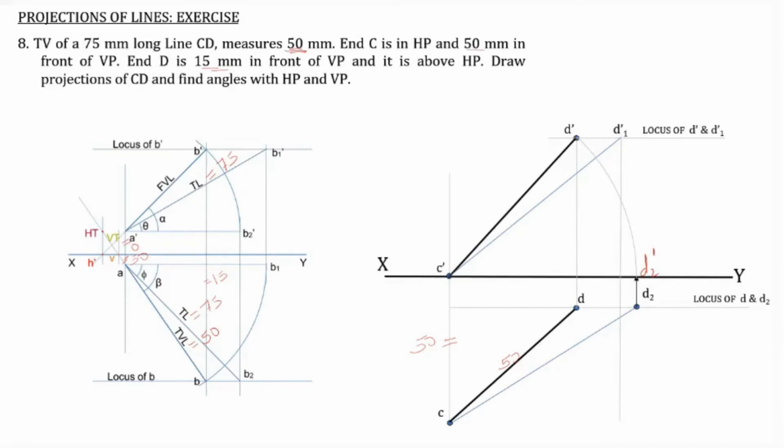So from this D1 dash we can find out the D1 also. It is actually not necessary to find out, but as a check whether our drawing is correct. So we can find out D1 and then we can rotate that D1 to D also. That also we can do as a check. So now the front view is given, top view, then true length. Here also it is true length.